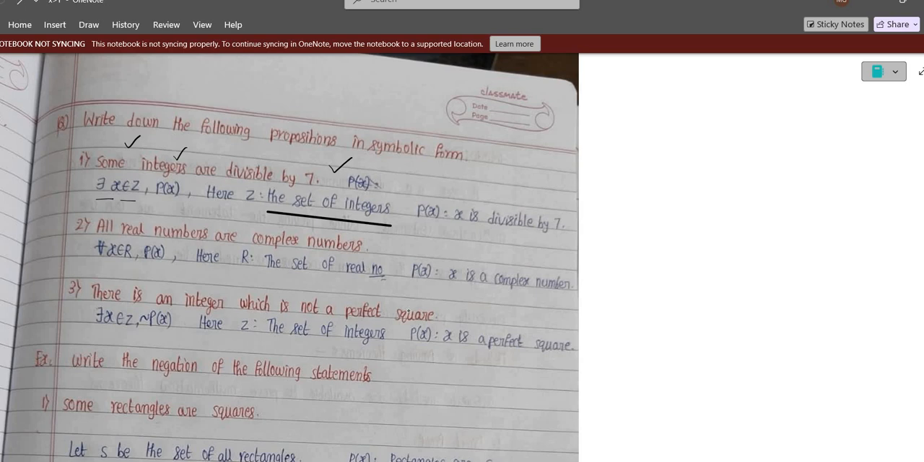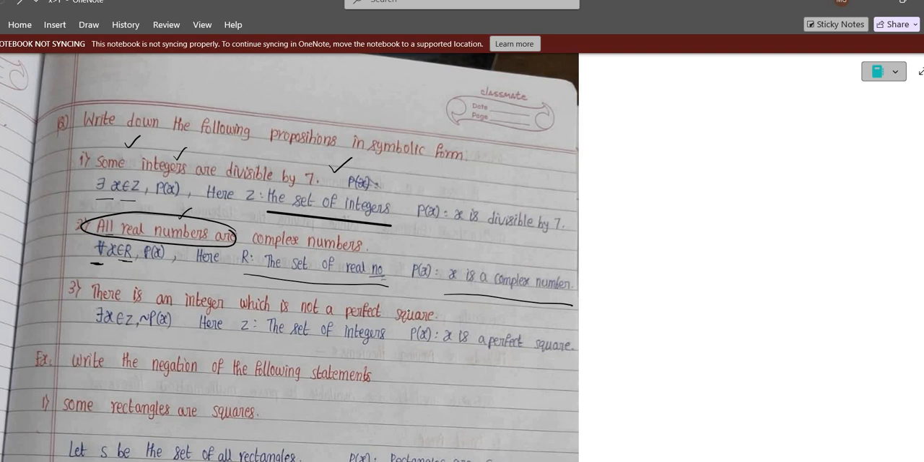Second question. All real numbers are complex numbers. So here real numbers means I am taking x belongs to R. The "all" is there. That's why for all, R indicates the set of all real numbers. Then the statement becomes x is a complex number. I am replacing this with x is a complex number.